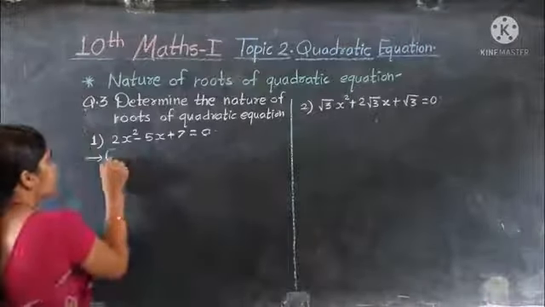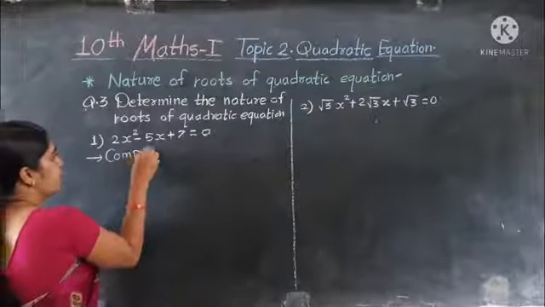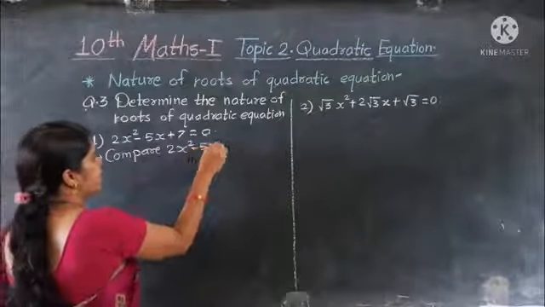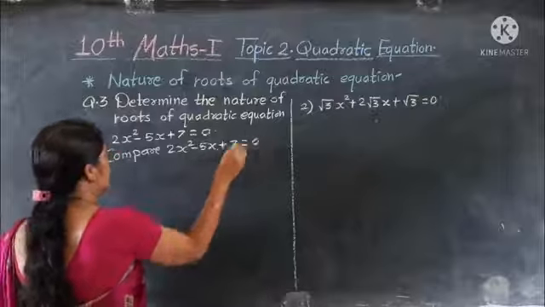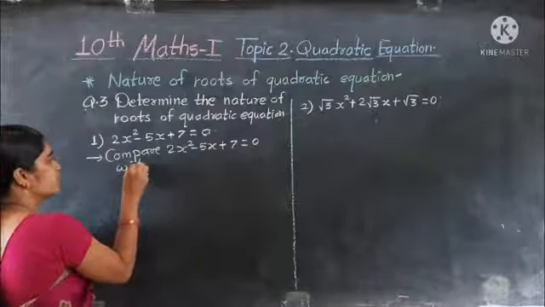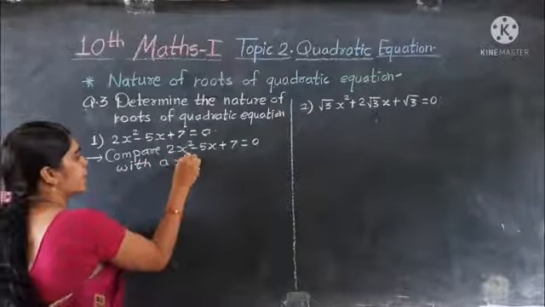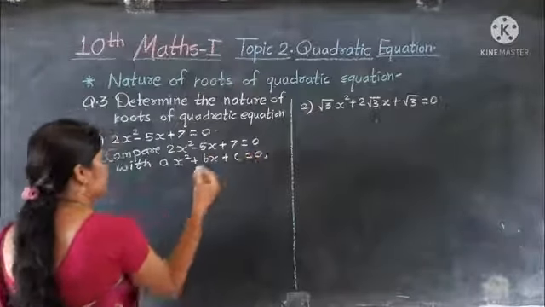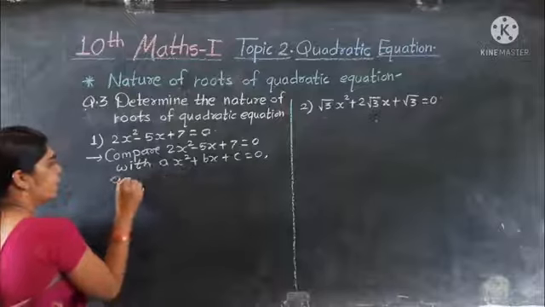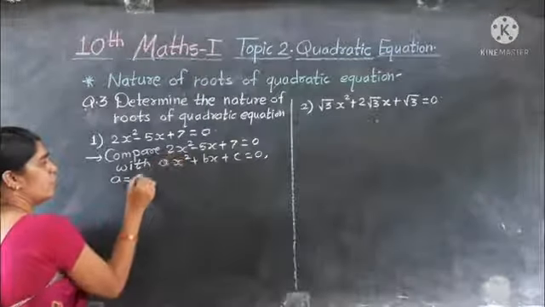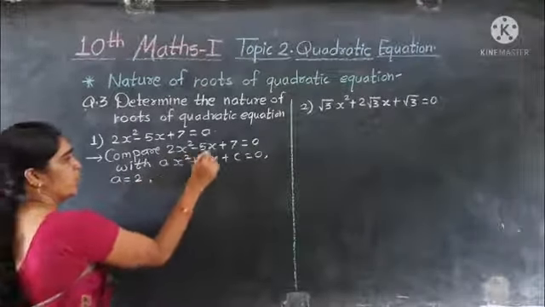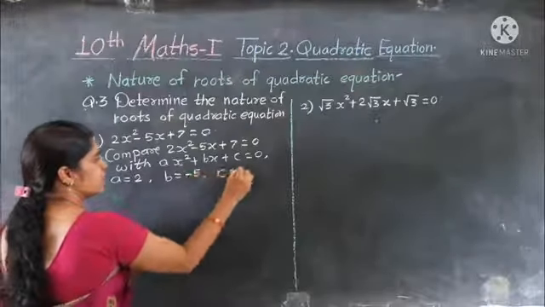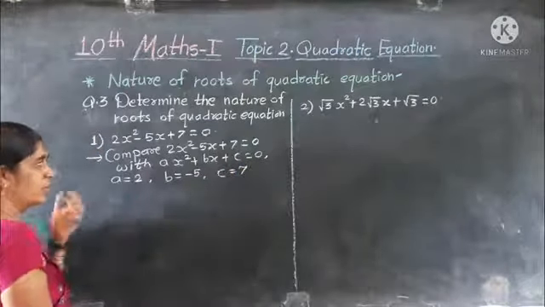See, first compare 2x square minus 5x plus 7 is equal to 0 with ax square plus bx plus c is equal to 0. We get the values: what is the value of a? 2. The value of b is minus 5 and the value of c is 7. Okay.